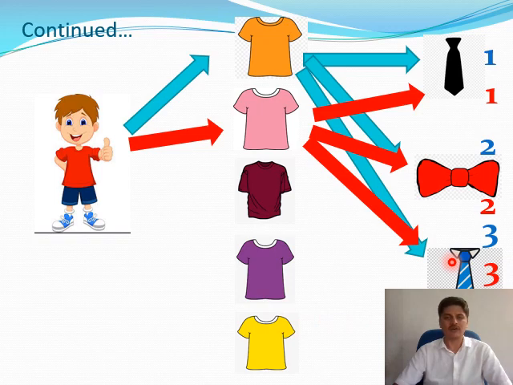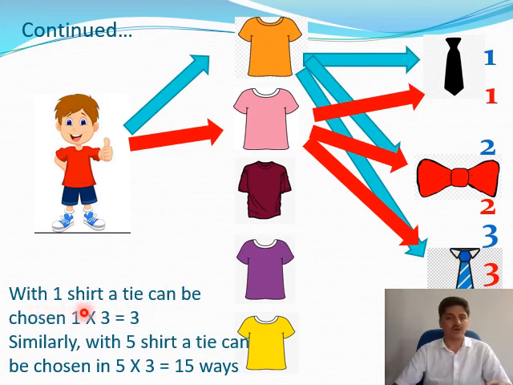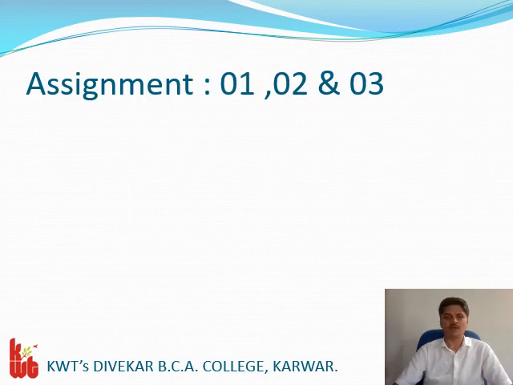With that, what you can conclude is with one shirt, a shirt and a tie can be chosen in 1 into 3, that is 3 ways. Similarly, with 5 shirts, a shirt and a tie can be chosen in 5 into 3, that is 15 ways. I hope with this graphic illustration you have understood the thing. Now this is about the rule of product. With that, we have studied the rule of sum and the rule of product.